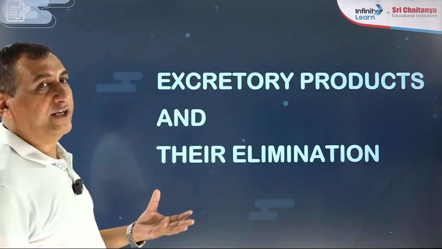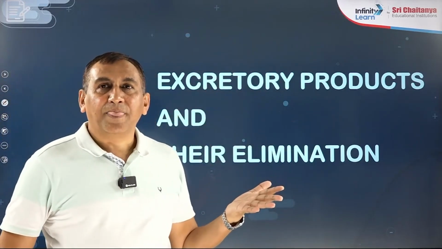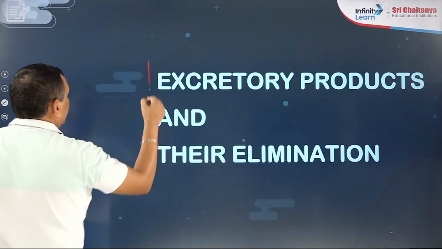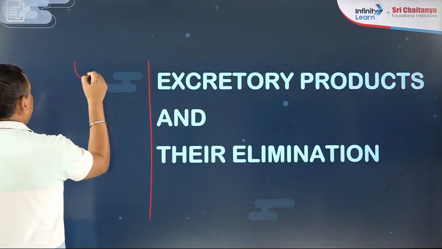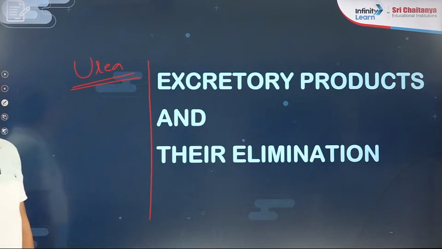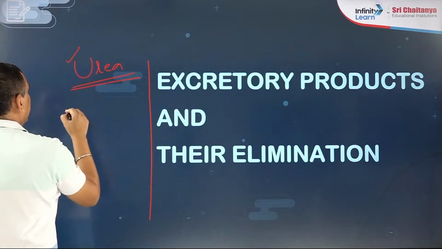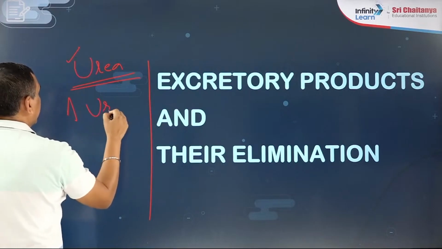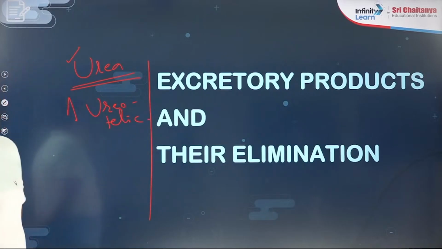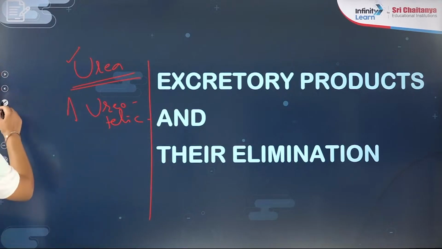Now coming to the next one, that is the excretory system. What is the excretory product in human beings? Anyone will say, in human beings the excretory product is urea. Urea is the excretory product, and that is why we are known as ureotelic. We are ureotelic because the excretory product is urea. So this is the one point.